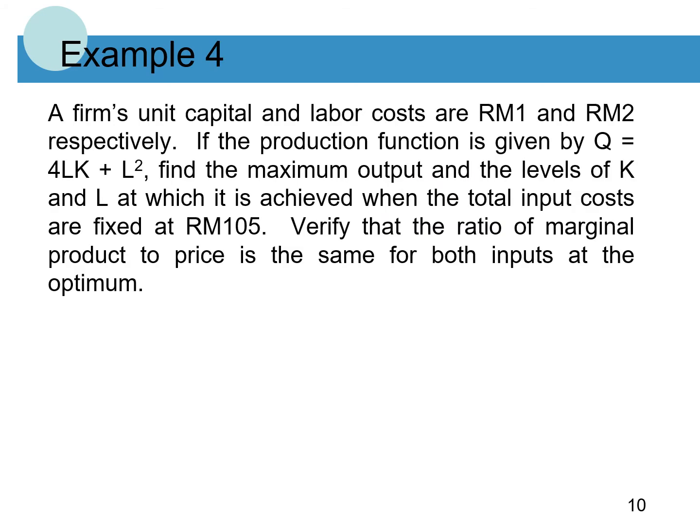So the next example of constrained optimization is: a firm's unit capital and labor costs are 1 ringgit and 2 ringgit respectively. If the production function is given by Q equal to 4LK plus L squared, find the maximum output and the levels of K and L at which it is achieved when the total input costs are fixed at 105. Then verify that the ratio of marginal product to price is the same for both inputs at the optimum.